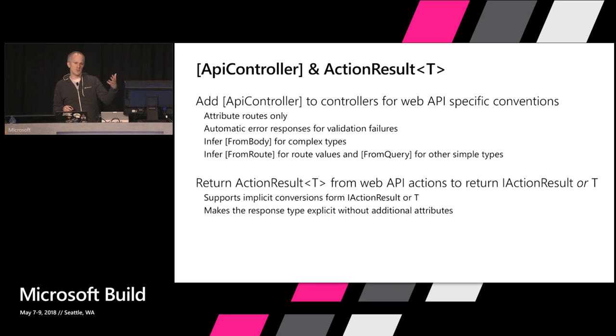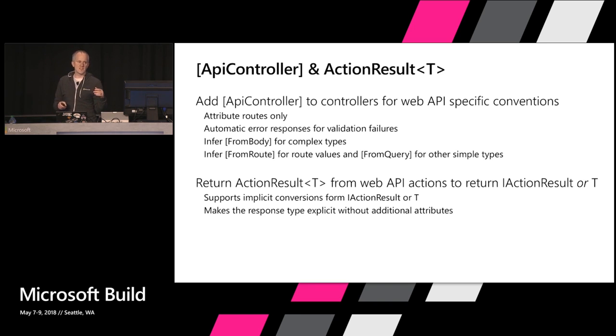If you have a simple type parameter whose name happens to match something coming from the route, we'll assume that's coming from the route. So you don't need to mark it. Everything else that's a simple type we will assume is from the query string. We'll also require attribute routing, but we will handle validation errors for you. So you don't have to do that, like if ModelState isn't valid, then return a 400 bad request or whatever. We'll just take care of that. So you don't have to have that code in your apps. And yeah, that's what it does.